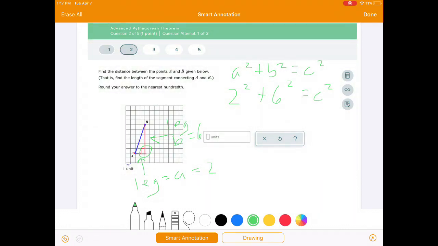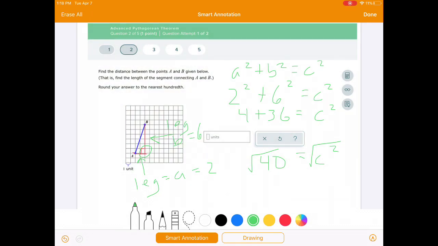And then we just go through the math like we did earlier with the Pythagorean theorem. 2 squared is 4. 6 squared is 36. Remembering that squaring something does not mean multiply by 2. It means multiply that base number by itself. So we get 40 equals c squared. And as we all hopefully know at this point, we need to take the square root as our last step here to get the variable by itself.